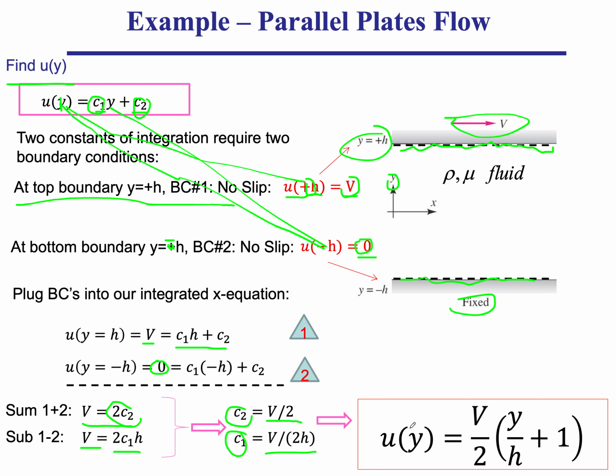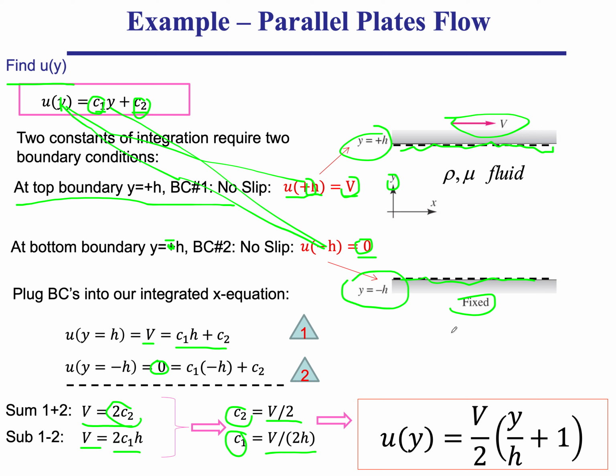And we can double check our solution. The first step is to actually double check that our solution is correct, that we didn't make a mistake along the way. And how do we double check our solution? The solution should satisfy the boundary conditions. So let's plug in y equal minus h. Minus h over h is minus 1, plus 1 is 0. So I get a 0 velocity at the bottom wall at minus h.